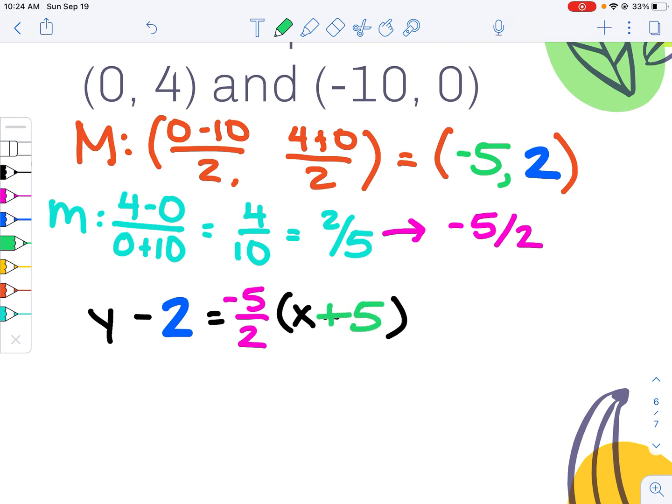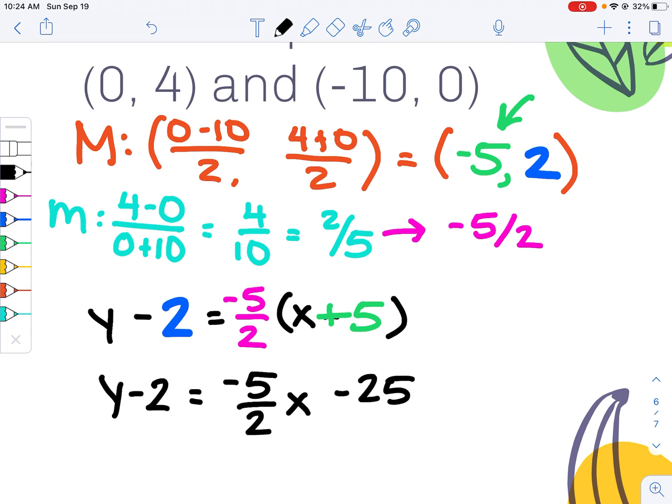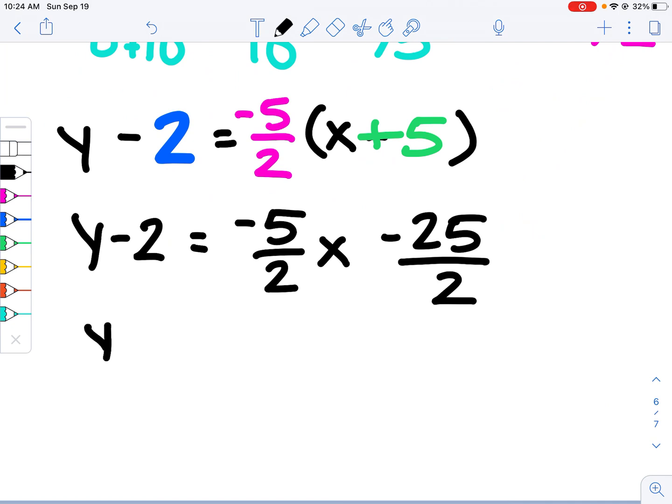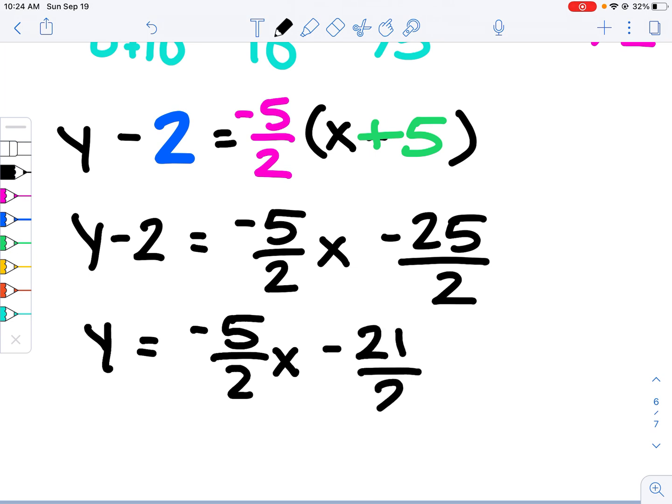Notice again, because that x value here is negative, it had to become a positive when I wrote that equation because I was subtracting off a negative. If I want it in slope-intercept form, I'm going to do a little bit of algebra. Two is the same as 4 halves, so when I add that over, I get 21 halves.